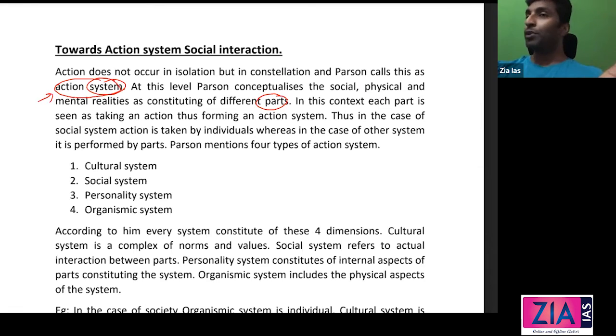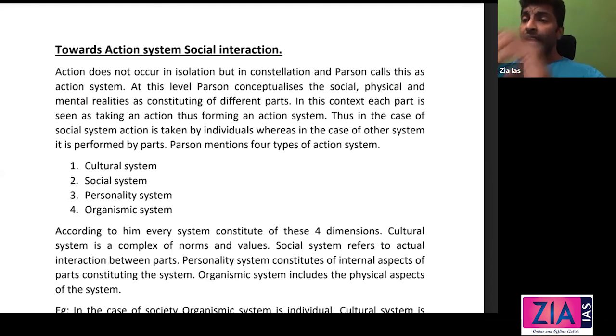For example, you have a computer, right? Which is what you call a system. Is it a system or not? Even you call it a system only, right? A fan is a system. An AC is a system. A computer, you call it a system itself. Do they have parts? Yes. Similarly, an action system also has parts. Your body is like a system which has parts, right? Similarly, an action system also has parts, which have social, physical, and mental aspects. That is what Parsons says.